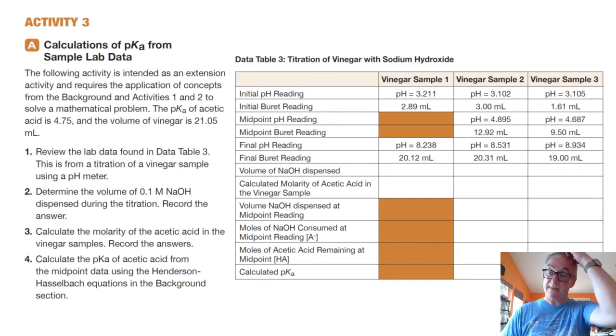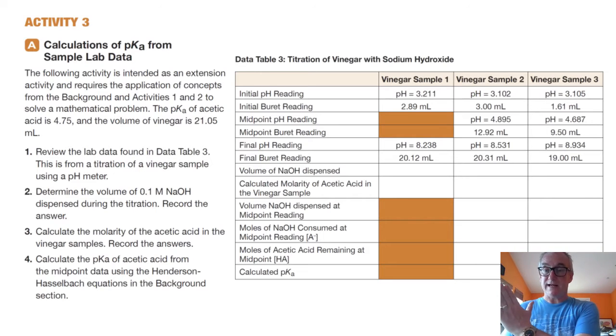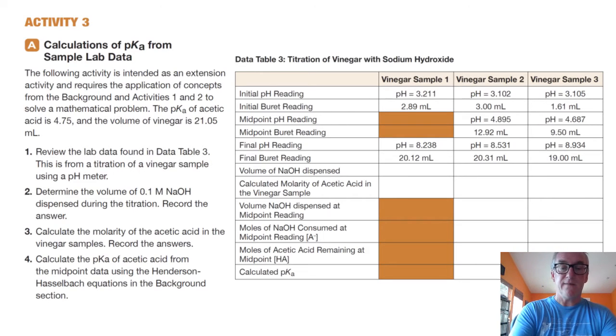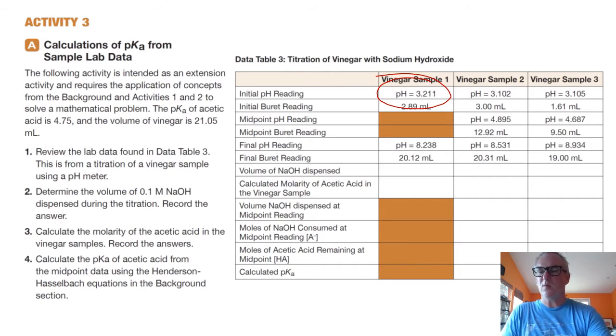So here's table 3, the dreaded table 3. This is from a titration that somebody else has done. Instead of using an indicator like phenolphthalein that changes color, they actually have a pH meter, and a very precise one apparently, that tells you what the pH is during the titration. So we can see that initially the pH is around 3.1, 3.2, what we would expect for acetic acid.